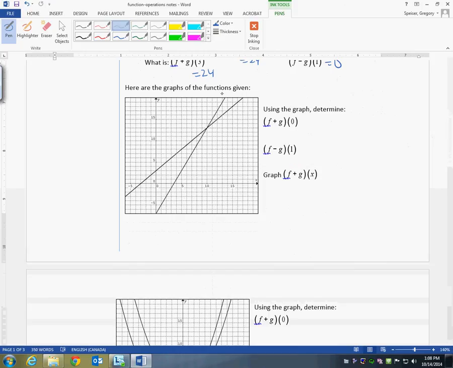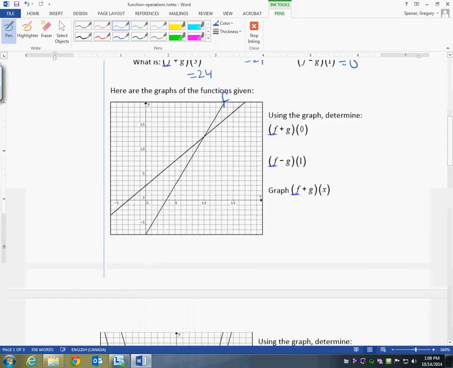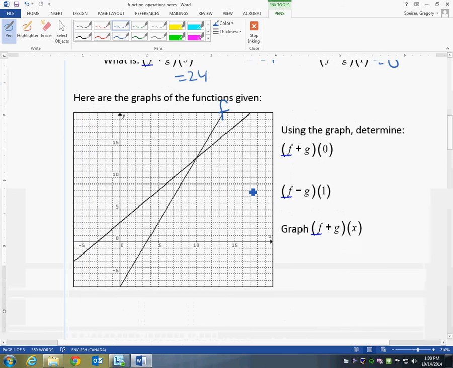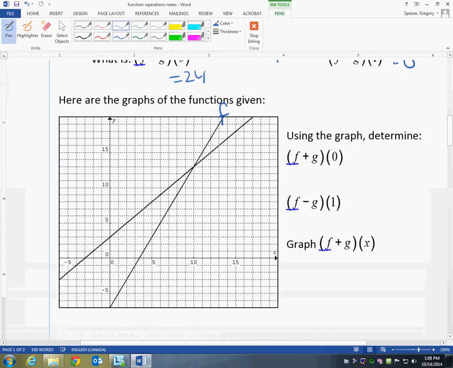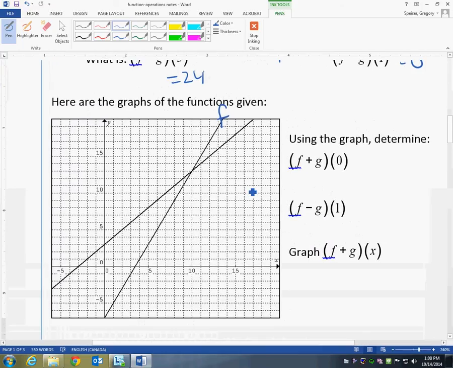So you know what, why don't we call this one f, and I'm going to zoom in just a little bit more so we can see things better here. Try to zoom in a bit more. There we go. We'll call that one f, and then green will be our g function here. Okay. Now find f plus g at 0.